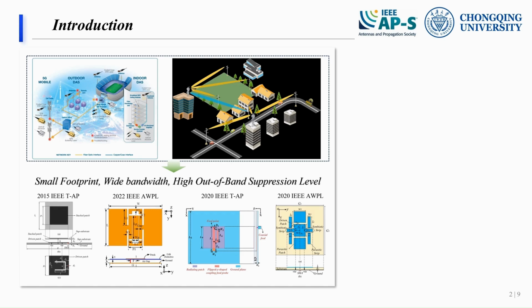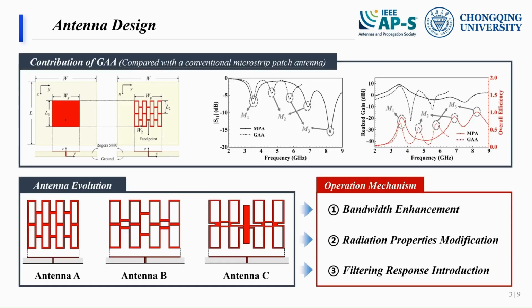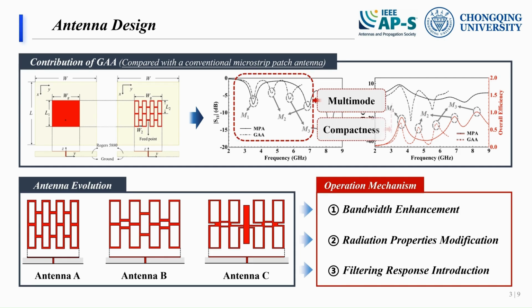Among the numerous proposed solutions for bandwidth enhancement and multifunctionality, the grid array antenna stands out due to its low sensitivity, small transverse size, low profile, and ease of integration, making it a promising candidate for on-chip systems, aperture shared arrays, and high-integration mainboards. Compared with conventional microstrip patch antennas, the grid array antenna inherently exhibits the advantages of closer multi-mode operation and size reduction.